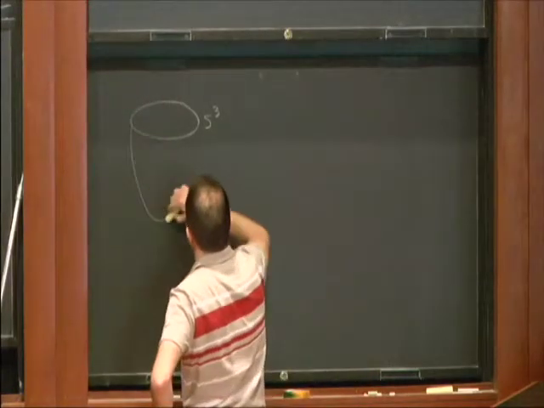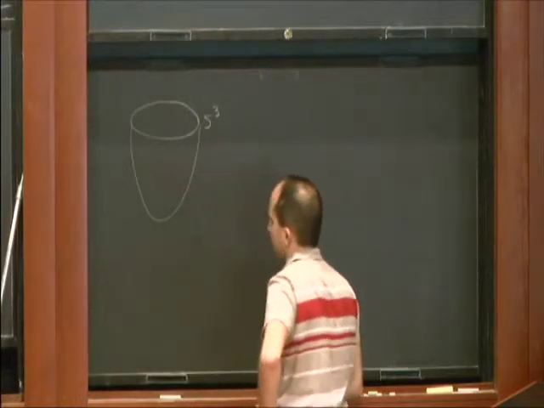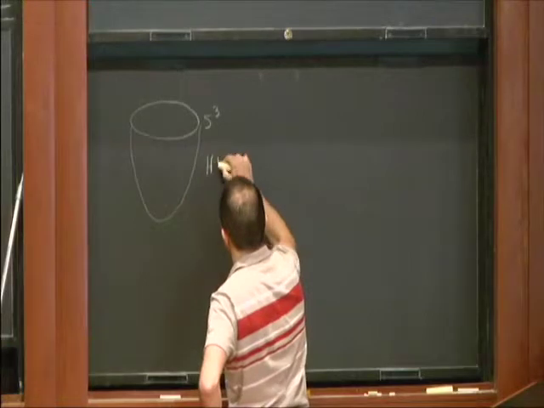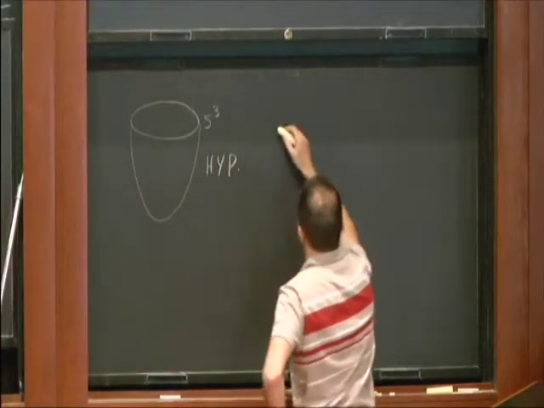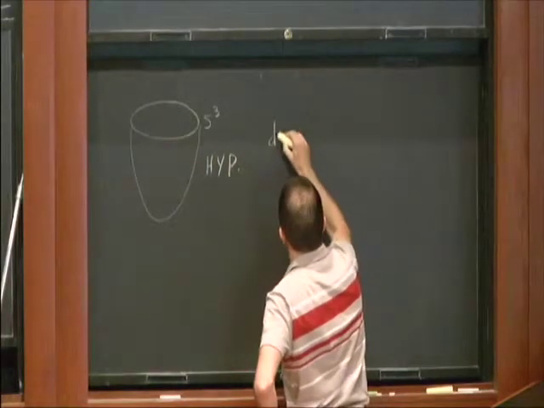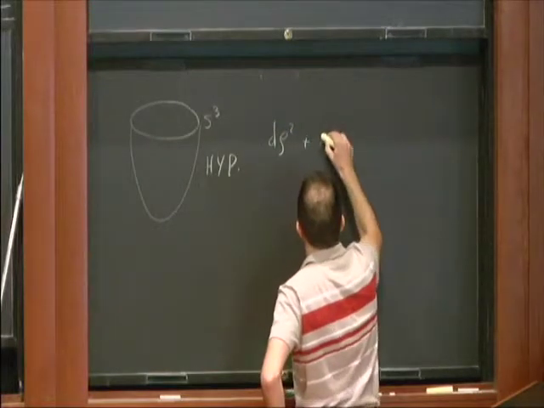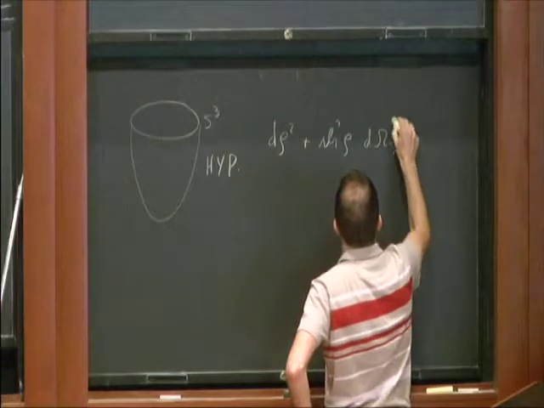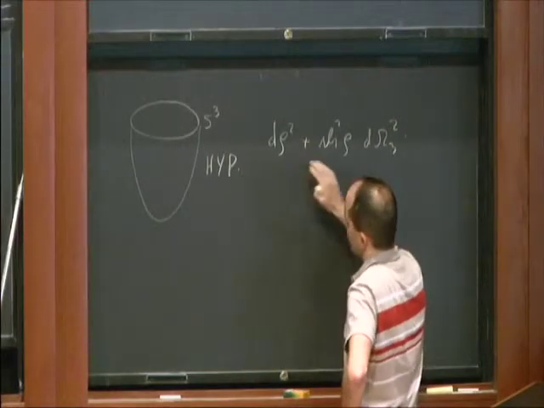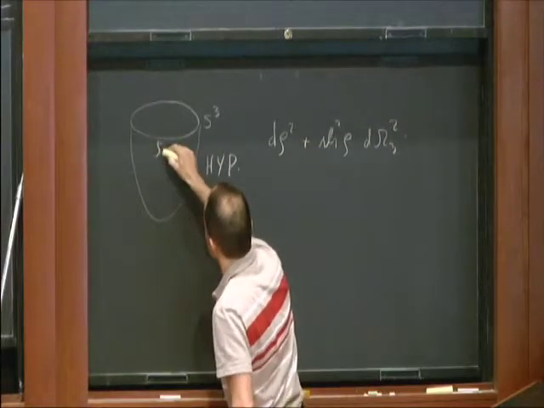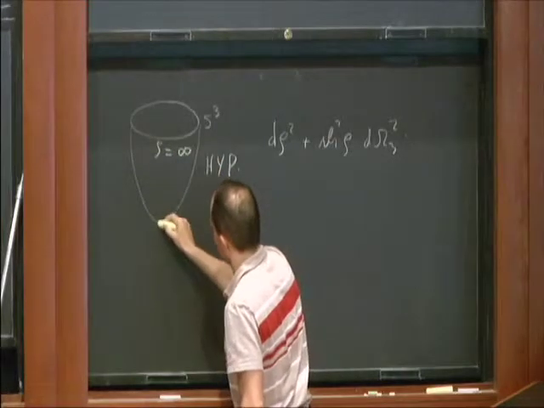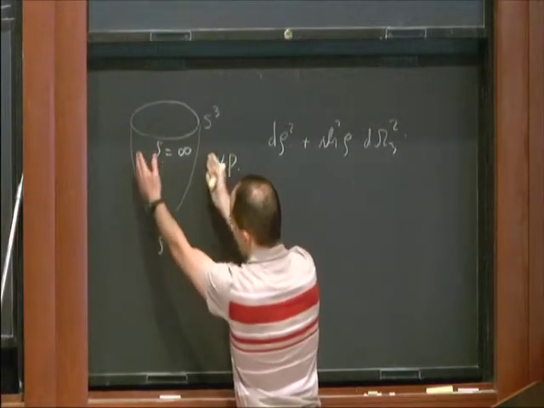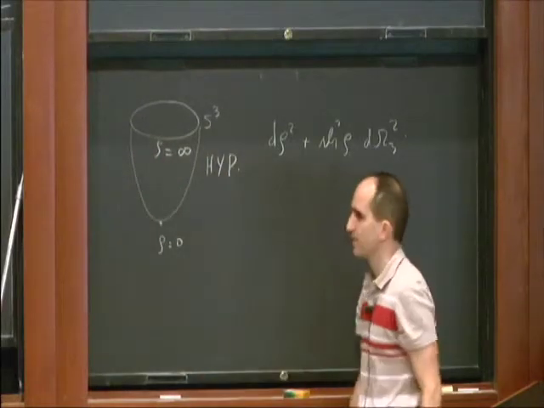So in this case, we can fill it in. And we just fill it in with empty Euclidean AdS space or hyperbolic space. And the metric that fills it in is very simple. It's dρ² plus sinh²ρ dΩ₃. So for very large ρ, we are close to the boundary. This is ρ equal to infinity. And here where the S³ shrinks to 0, that's ρ equal to 0. So the whole space shrinks to 0 in a smooth way.